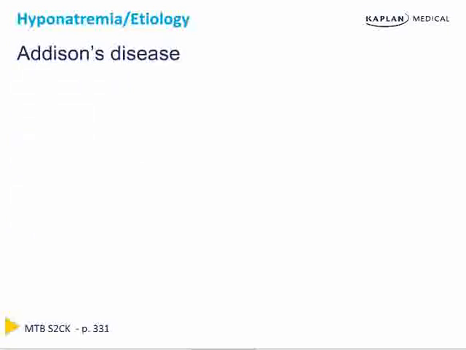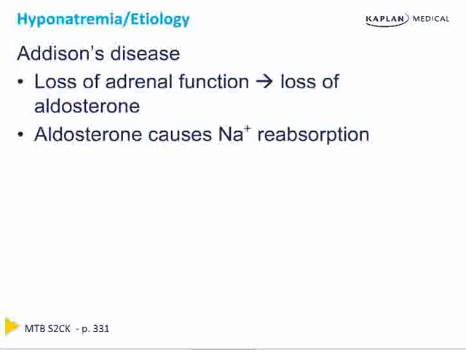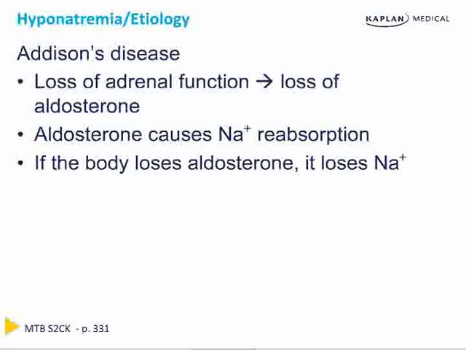In addition to conditions that increase antidiuretic hormone production, conditions that lead to a loss of aldosterone can also lead to hyponatremia. The most commonly tested one in this category is Addison's disease. In Addison's disease, there's a loss of adrenal function that leads to a loss of aldosterone production by the cortex. Aldosterone's main job is to cause sodium reabsorption at the level of the distal convoluted tubule. If the body loses aldosterone, it's going to lose its ability to reabsorb sodium.